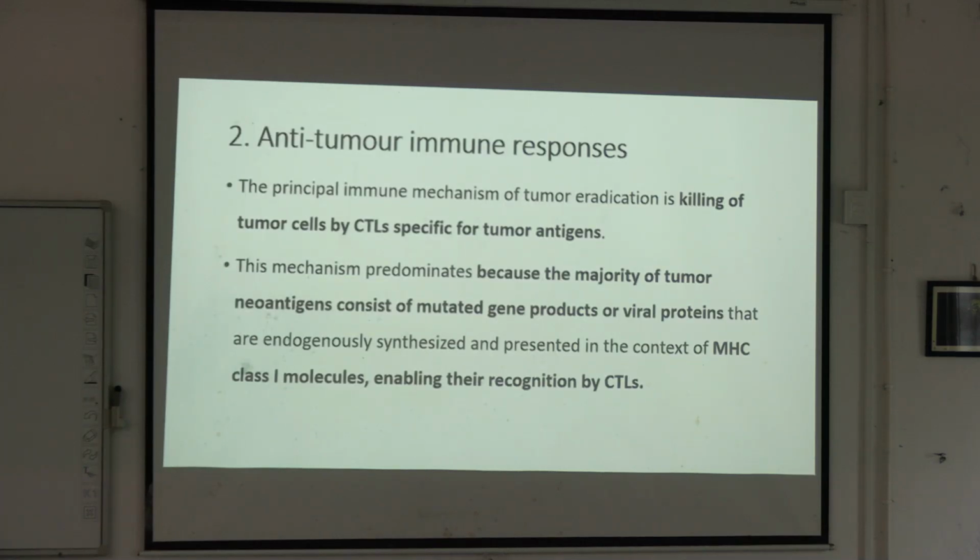Then second is the anti-tumor immune response. The principal immune mechanism of tumor eradication is killing of tumor cells by CTLs specific for tumor antigens. This mechanism is predominant because the majority of tumor neoantigens consist of mutated gene products or viral proteins that are endogenously synthesized and presented in the context of MHC class 1 molecules, enabling their recognition by CTLs.